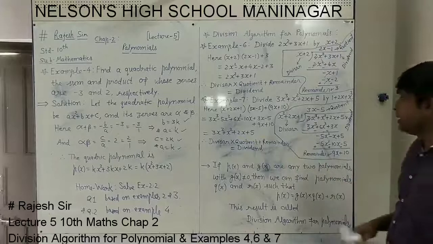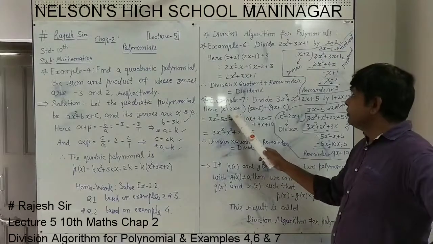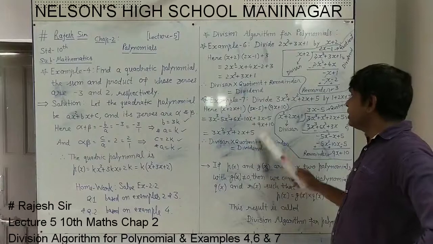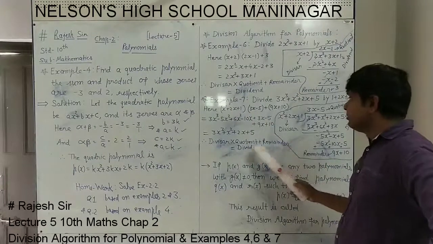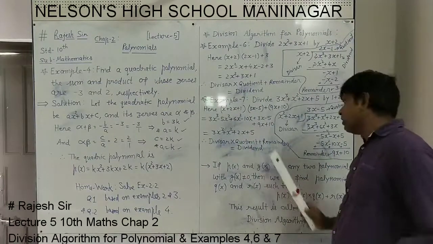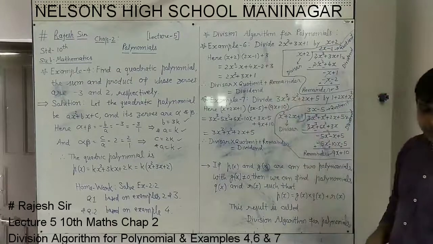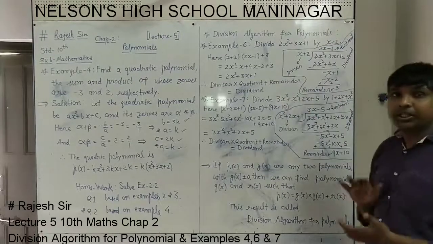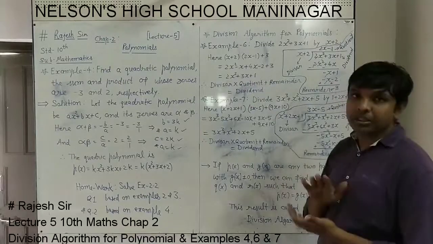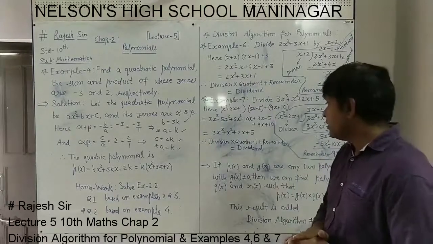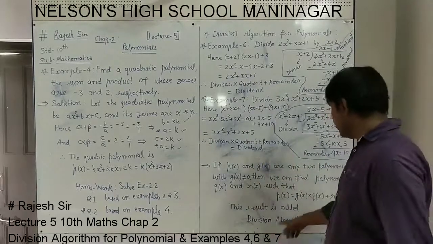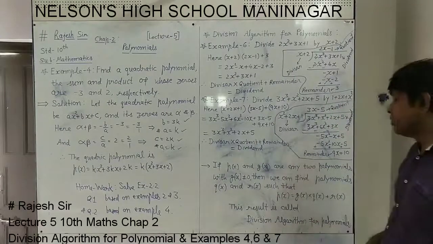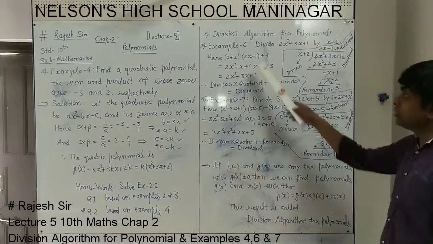So again what we are getting, divisor into quotient plus remainder. If we do this, we get the dividend. From these two results, always this will happen, that always it will be divisor into quotient plus remainder, it will give the dividend. We have defined the division algorithm. And what is the division algorithm? It is based on this.